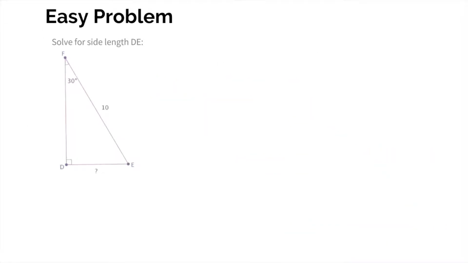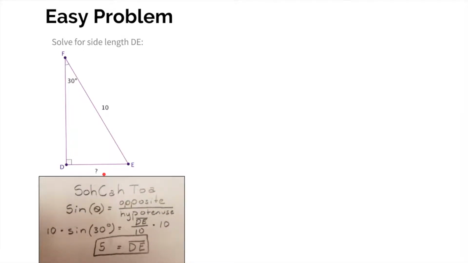Let's see a couple examples of this. Solve for side length DE. So let's start off by choosing which trig function we are going to use. We are given angle F, which is 30 degrees, the hypotenuse, and we need to find the side length opposite to angle F. The only function with opposite and hypotenuse is sine. So, plugging in what we know, we get sine of 30 degrees is equal to DE over 10. Multiply each side by 10 to get DE alone, then multiply 10 times sine of 30 to get your answer, 5. That came out nice and easy.